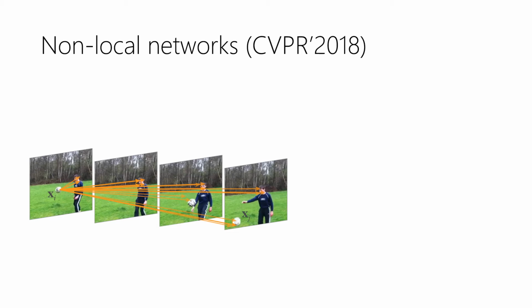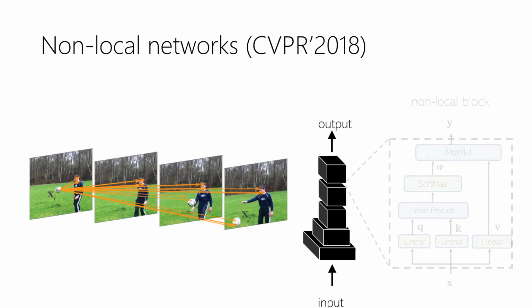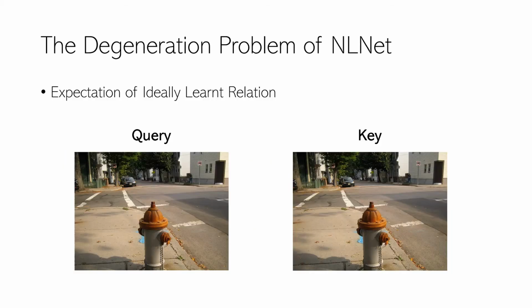In its work, the self-attention modules are sparsely inserted into a ResNet to complement the local convolution layers. For example, this is a ResNet. In object detection, one block is inserted at the stage 4 of the ResNet. The non-local network is very successful. It can broadly improve existing action recognition, object detection, and semantic segmentation algorithms.